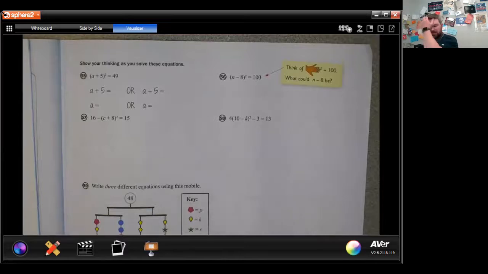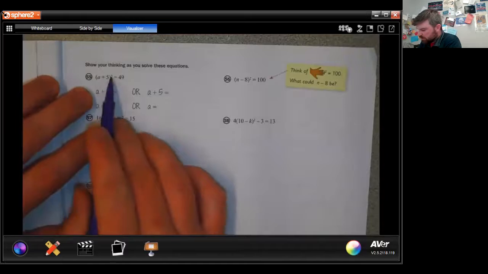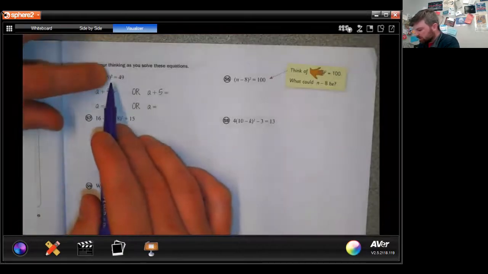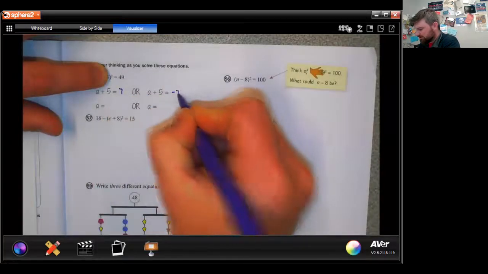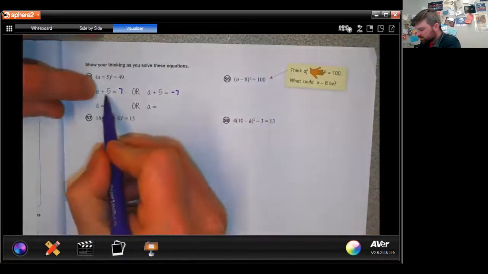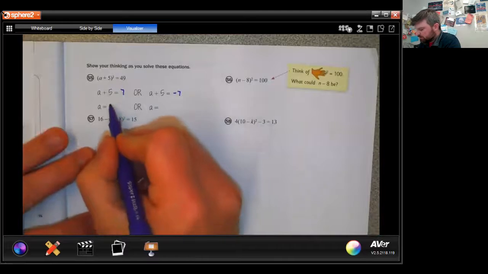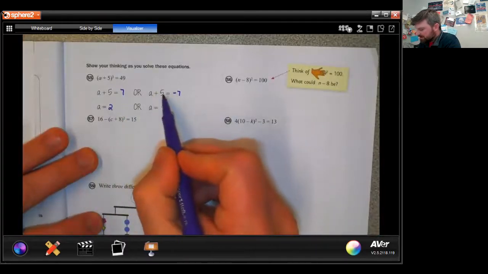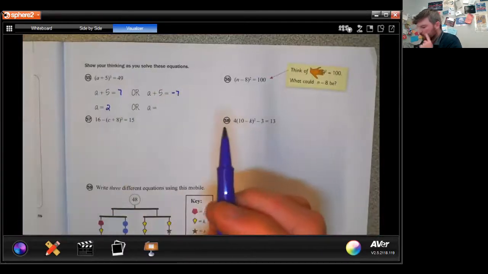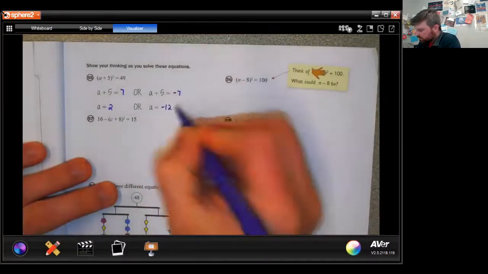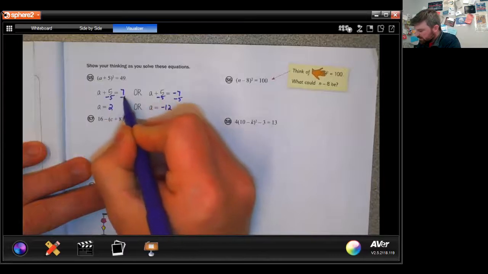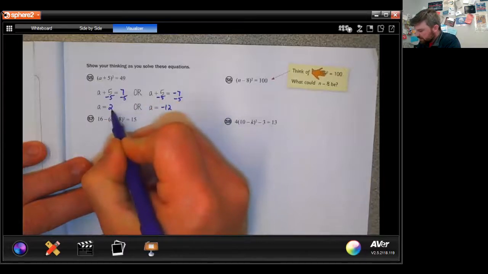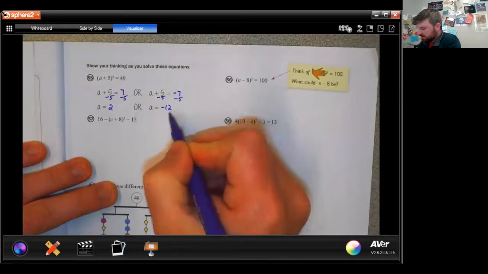So again, we're kind of looking at the same type of stuff with covering our hands, but notice we have the squares here. So if I cover this up, what numbers squared are 49? That would be 7 and negative 7. Okay, what number plus 5 is 7? That's 2. And then what number plus 5 is negative 7? And that would be negative 12. You can also just subtract 5 here. Minus 5, minus 5. 7 minus 5 is 2. And negative 7 minus 5 is negative 12.